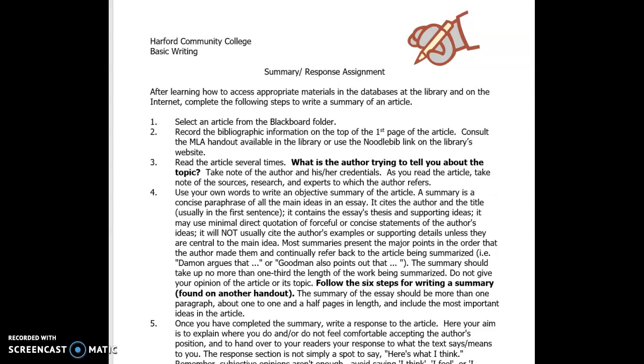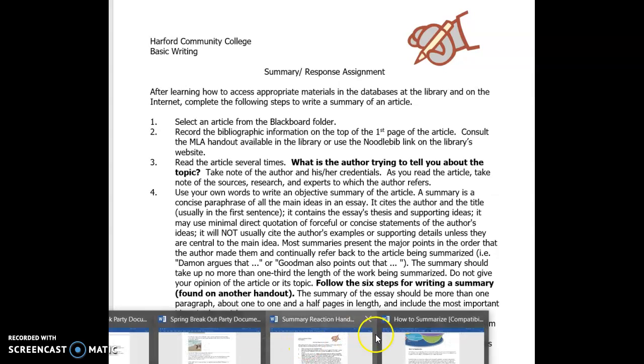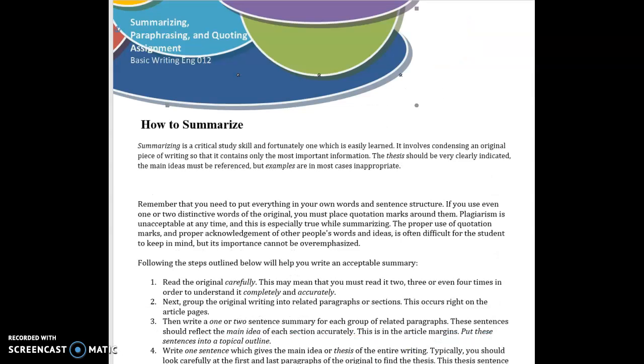The second sheet that I'm going to pull up that I posted there breaks that down into 6 steps. And as long as you follow those 6 steps, your summary should be fine. But you have to follow those 6 steps. So what I want you to do is pause this video and pull up the second sheet, the how to summarize sheet. Go ahead and pause it.